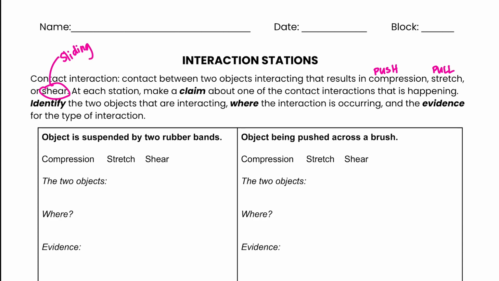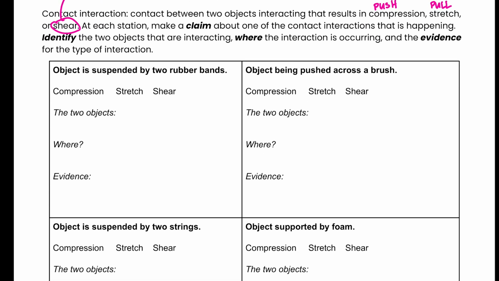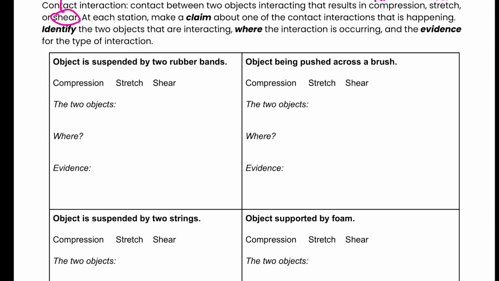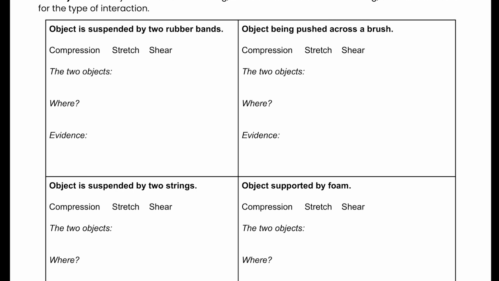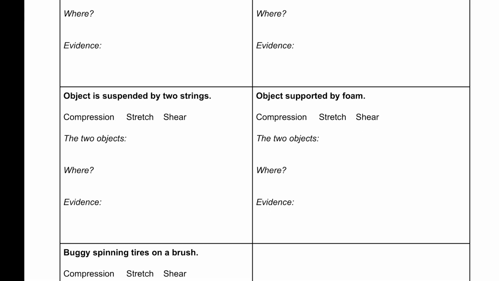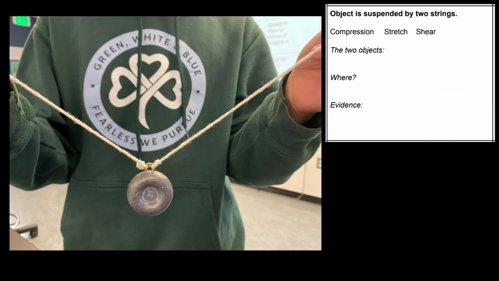And then this part right here, shear, that's like two things sliding against each other, or rubbing against each other. And so for each of these stations, you're going to make a claim about one of the contact interactions that's happening, and you're going to identify the two objects that are interacting and where they're occurring, and then the evidence for the type of their interaction. All right. So let's go ahead and get started with the first one.